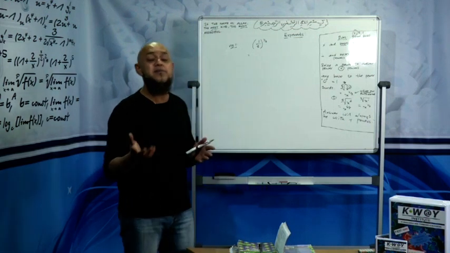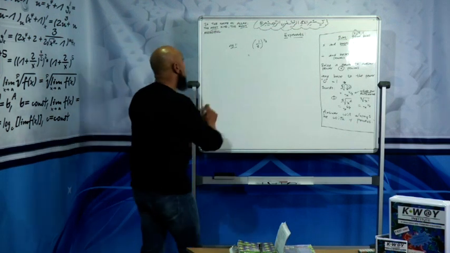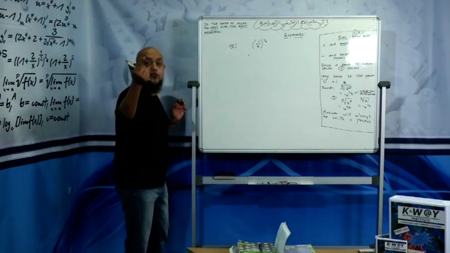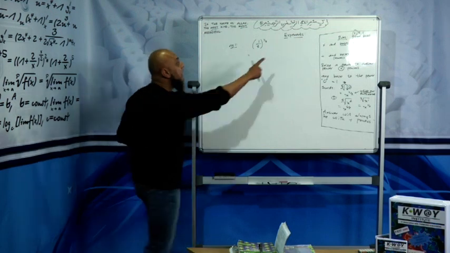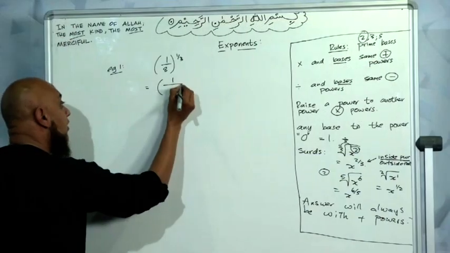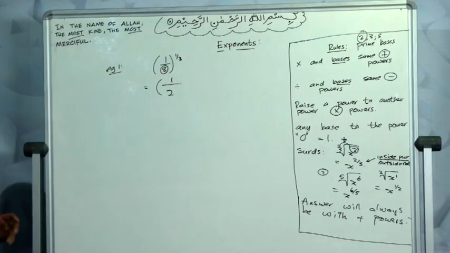Composite. Composite means it has many factors. Prime means it has only 2 factors. So the number 8 is a composite number. It's got more than one factor. 1, 2, 4 and 8 go into 8. So it's a composite number, not a prime. We need to get it to prime. We need to get it to the base 2. So this is going to be 1 over 2 to the power. Now the number 8, we know by now it's 2 to the power what? 2 to the power 3.